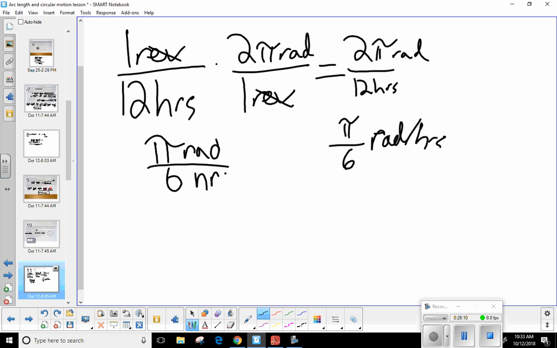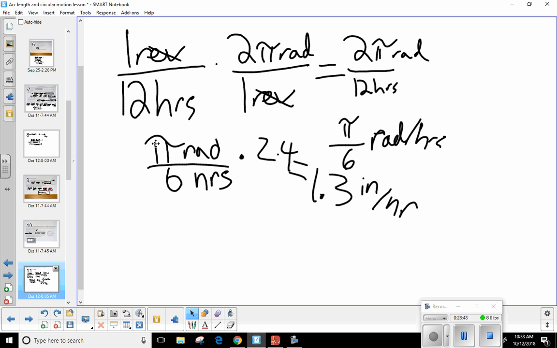Okay, so we've got the pi over 6 radians per hour. That's our angular velocity. Multiply it by 2.4 inches, which is the length of the hour hand. And 1.3 what? What's the 2.4 represent? Inches per hour. There we go. So he says the linear speed is 1.3 inches per hour. He is correct. Good.